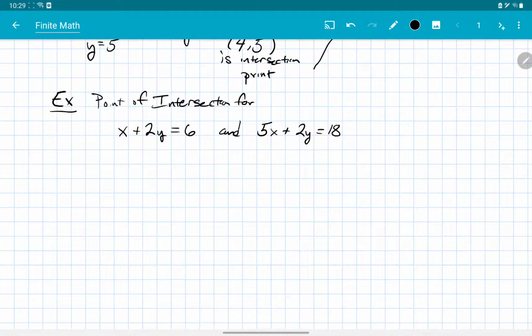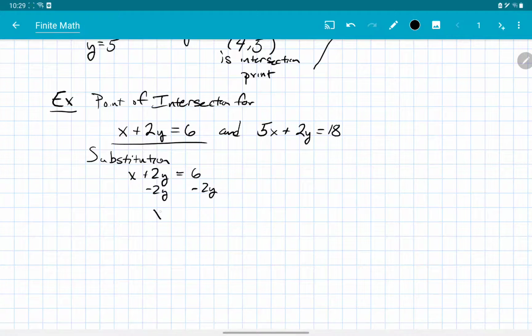Now, you could first solve both of those equations for y by doing what we've done in the first lesson, which is fine. We're going to try some other method, a method sometimes called substitution. Let's take a look at this first equation here. x plus 2y equals 6. If I subtract 2y from both sides of this equation, I will get x equals 6 minus 2y.